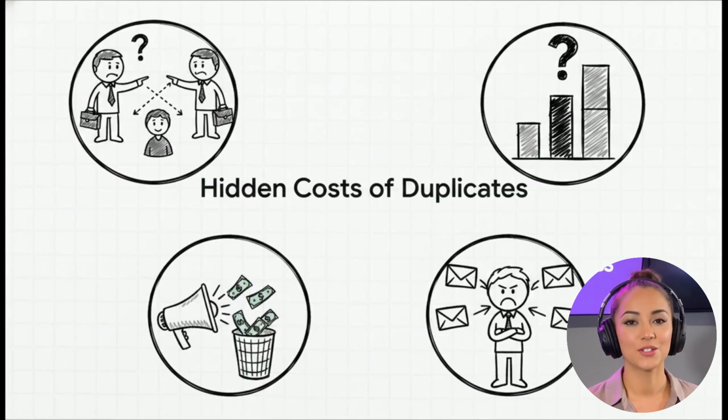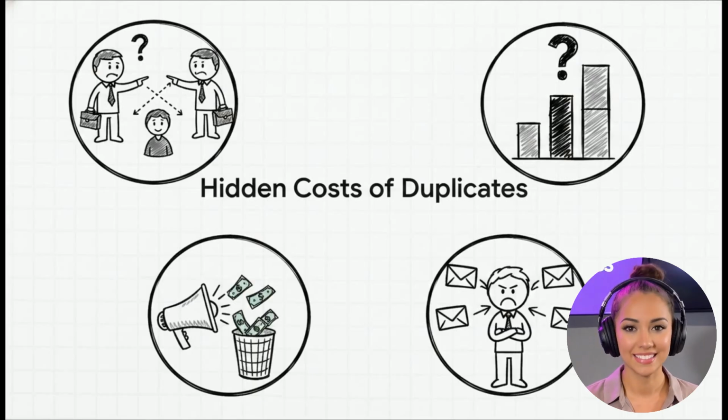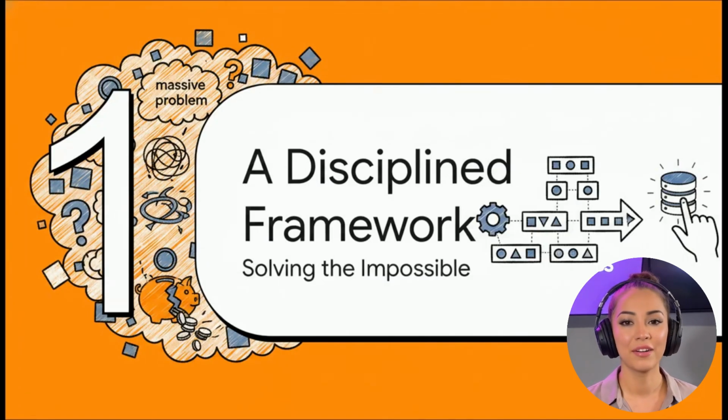And the cost of just ignoring it? It's huge. We're talking sales reps stepping on each other's toes over territory conflicts. We're talking forecasts that are built on a foundation of bad data, money literally thrown away on marketing and data enrichment. It hits the bottom line for sure, but it also makes your job so much harder. Okay, so the problem is massive and the costs are very, very real. How do we even begin to fix it?